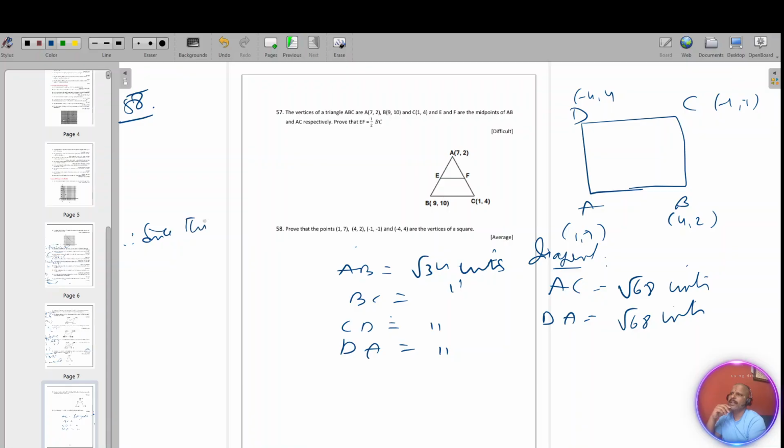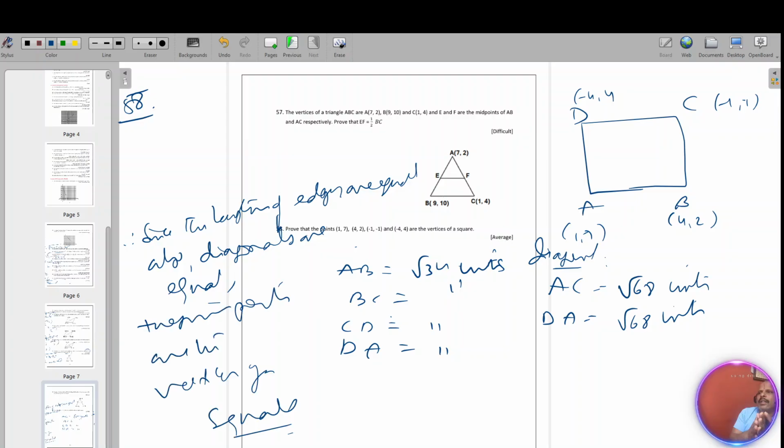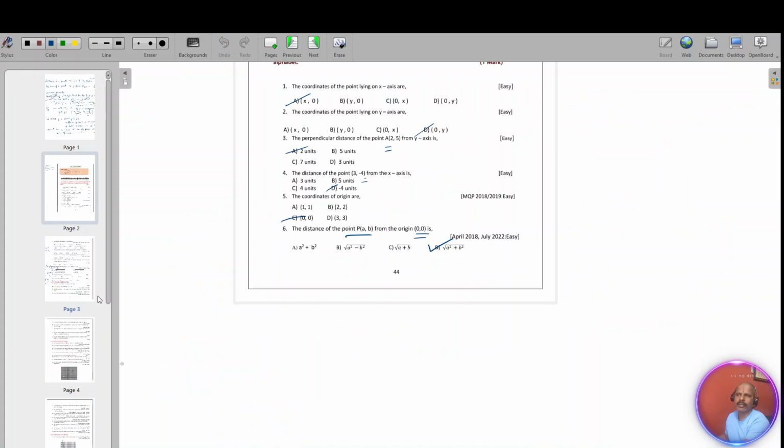Since once you find all these things, you finally say, since the lengths of edges are equal, also diagonals are equal, the given points are the vertices of a square. Okay, you write that. Since the lengths of the edges are equal and also diagonals are equal, the given points are the vertices of a square. Okay, this completes our coordinate geometry LBA assignment. Okay, thank you.